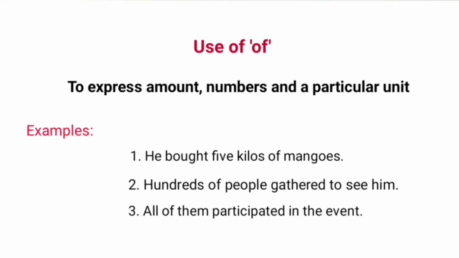It is used to express amount, numbers, and a particular unit. Examples: He bought 5 kilos of mangoes. Here 'of' expresses amount. Hundreds of people gathered to see him. Here it denotes numbers. All of them participated in the event. 'All of them' is a particular unit here.